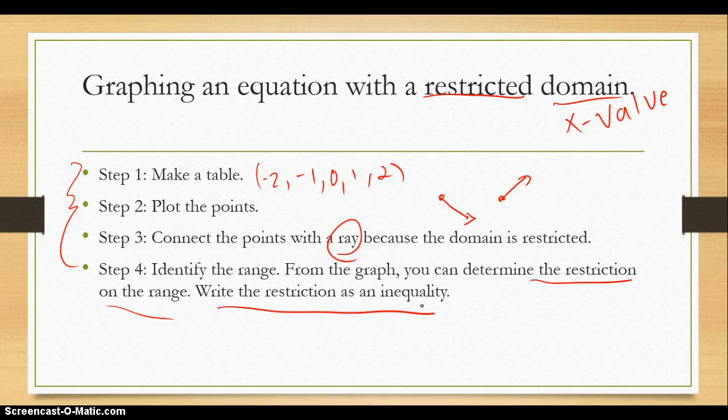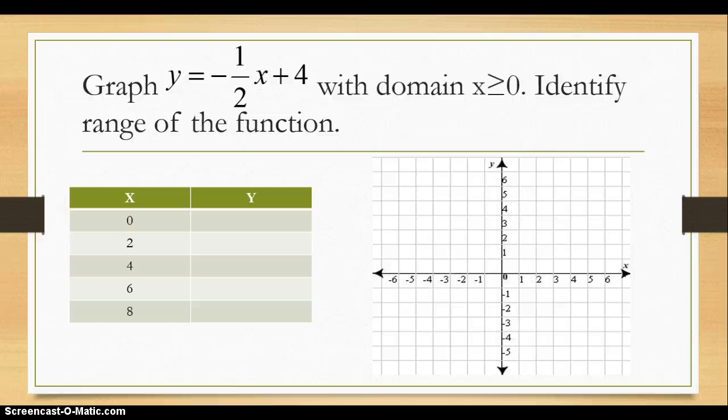So let's attempt this problem. Graph y equals negative 1/2 x plus 4 with domain x is greater than or equal to 0. Identify the range of the function. Now, let's take this out of the equation for right now. Let's just focus on graphing y equals negative 1/2 x plus 4 with domain x is greater than or equal to 0. So we know that in this problem they want any number that is greater than or equal to 0. That's what that inequality tells us.